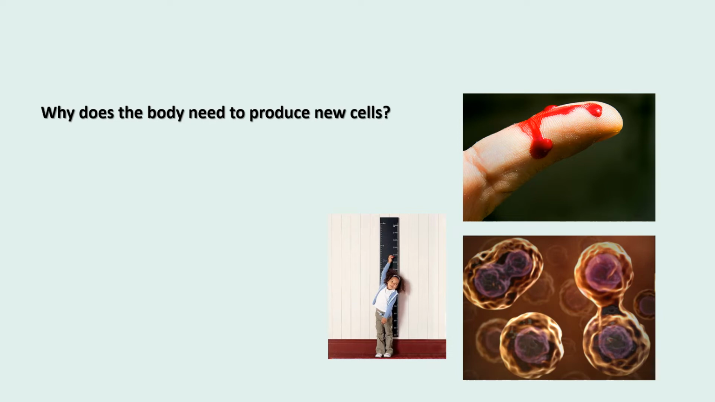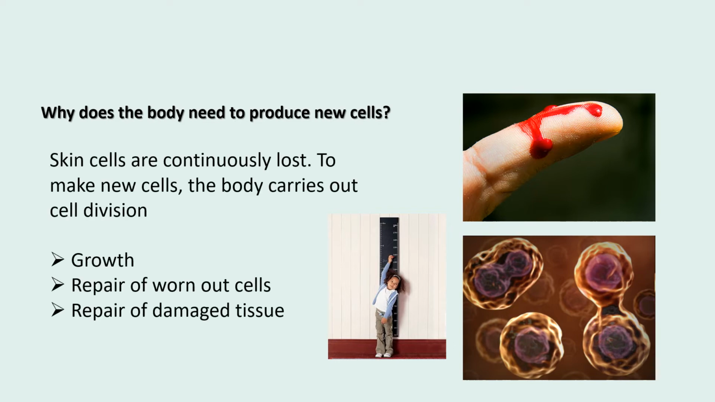Now, cell division is very, very important, and there's a couple of reasons why cell division is important. You can see that we have got growth. So in order to grow, it's not that your cells themselves are just getting bigger, it's that they're dividing. So the cells will stay the same size, but they divide, so there is just more of them.